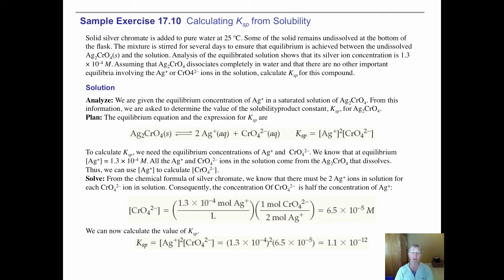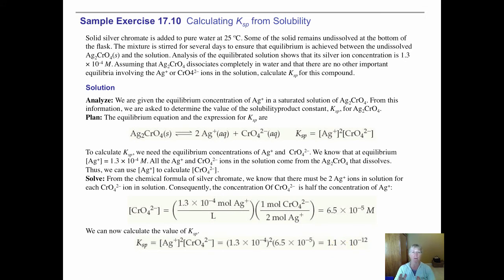Now you simply substitute in those two values into the Ksp expression, but don't make the fatal error that I always do. Don't forget to square the silver. So we punch in the value for the silver concentration squared, we substitute in the value for the molar concentration of chromate, and we calculate the Ksp. Pretty small, 1.1 times 10 to the minus 12.